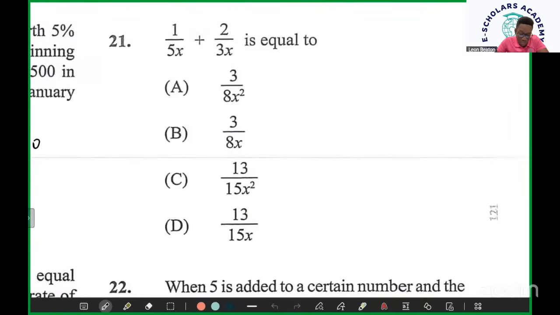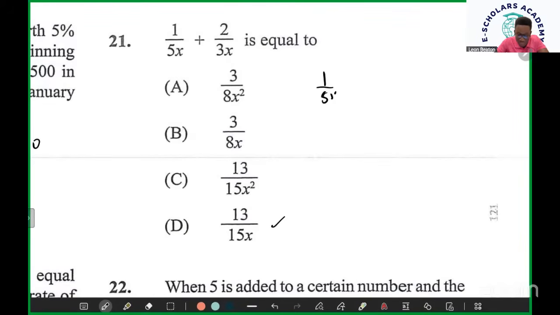Anyways, 1 over 5x plus 2 over 3x. That is the same as... So this is a popular one. I can tell you the answer. If you work all these things, I think it's D, right? But let's work it out.